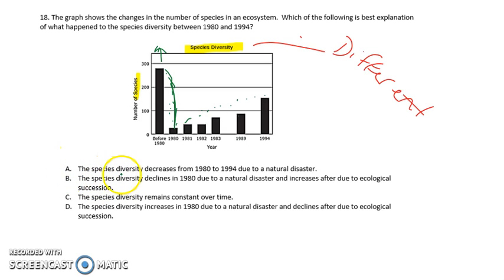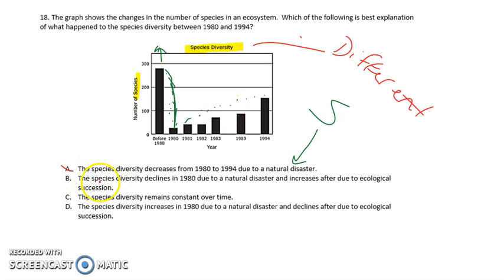Okay, now let's look at our answer choices. It's saying A, the species diversity decreased from 1890 to 1994 due to natural disaster. Well, we do know when there's a natural disaster, what should we relate that word to? What should be our buzzword? Succession, right? I'm just going to put an S here for succession. Well, yeah, it really did decline. But what happened here after 1980? Did it keep going down? No, it started to creep up, right? It didn't creep up all the way, but it started to creep up. So we're going to go ahead and mark out A.